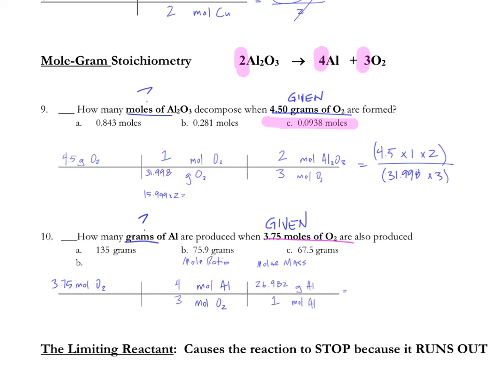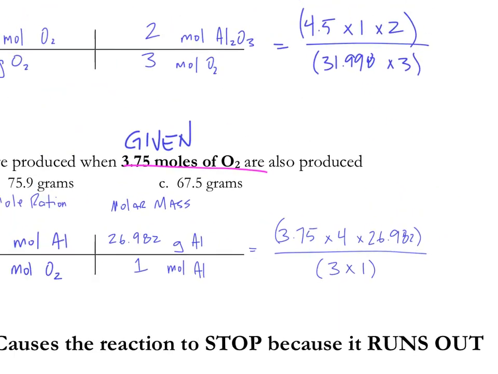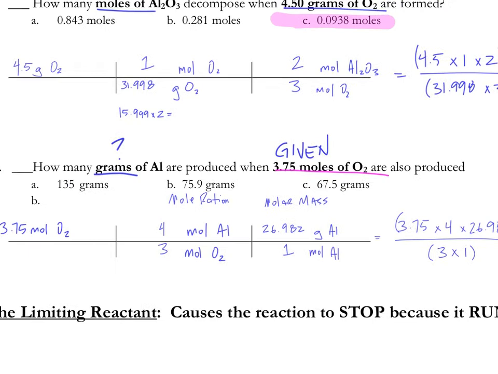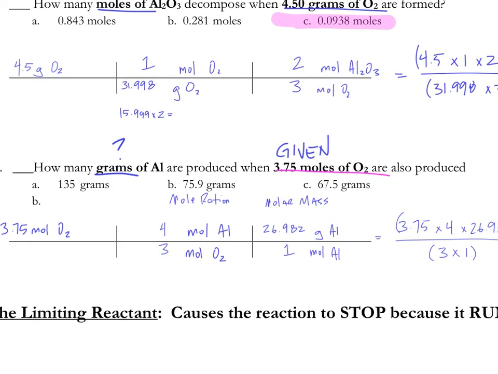Okay, so according to the calculations, you got 3.75 times 4 times 26.982, all divided by 3 times 1, which is just 3. And according to the calculation, I should get an answer of 134.91 grams, which rounds up to 135.